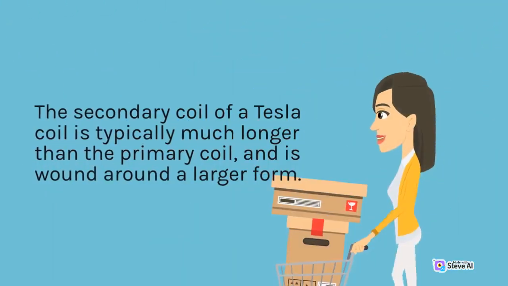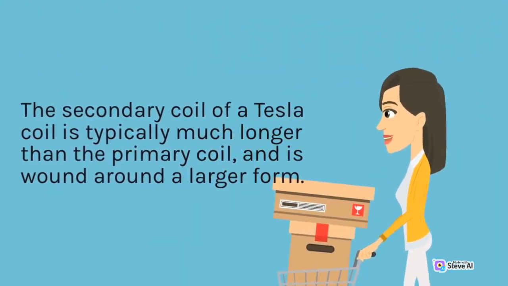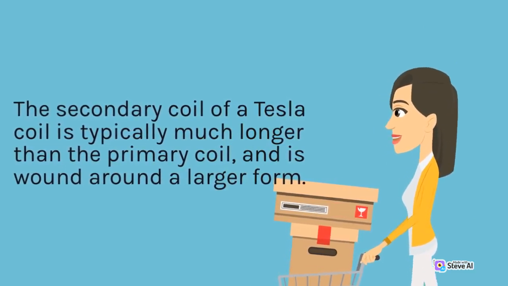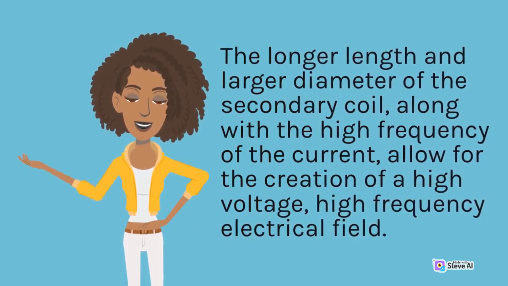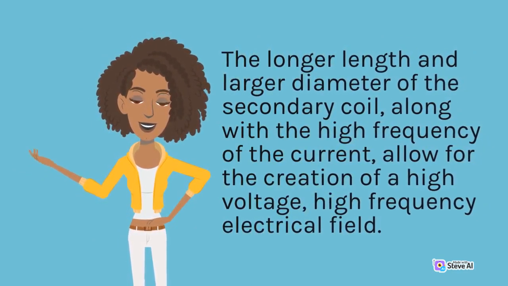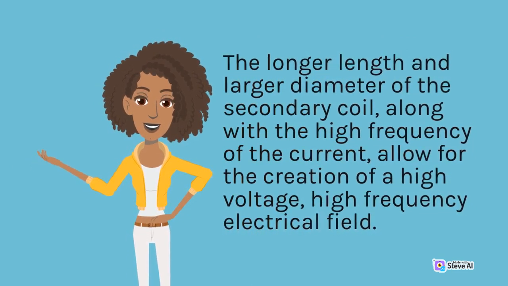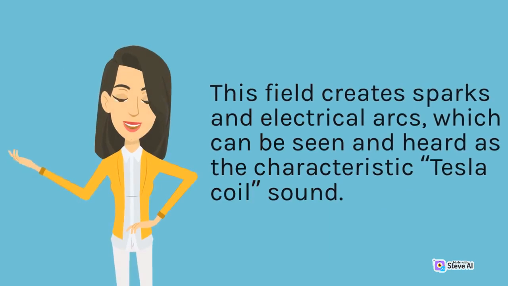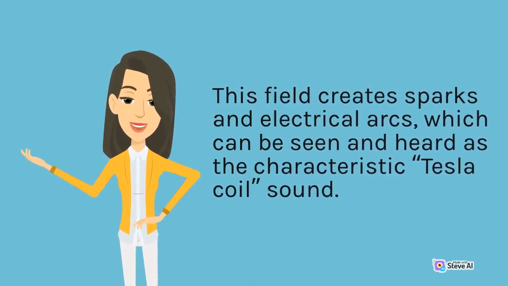The secondary coil of a Tesla coil is typically much longer than the primary coil, and is wound around a larger form. The longer length and larger diameter of the secondary coil, along with the high frequency of the current, allow for the creation of a high-voltage, high-frequency electrical field. This field creates sparks and electrical arcs, which can be seen and heard as the characteristic Tesla coil sound.